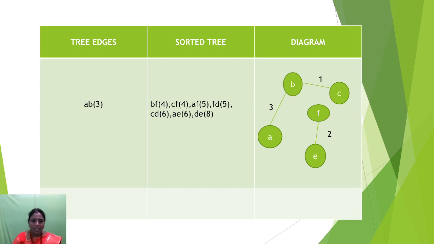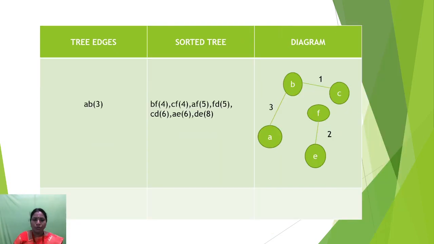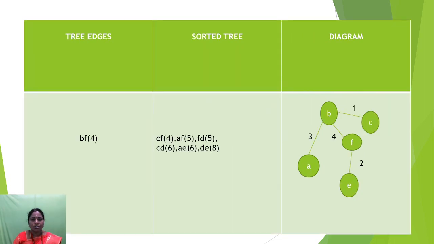What is the next value? BF4 is the minimum next value. So we move it to the next row in the tree edges. So I go for the tabular column. BF4 comes to left. The rest, CF4, AF5, BD5, CD6, AE6, DE8, there is no change. You just write it in the sorted tree.